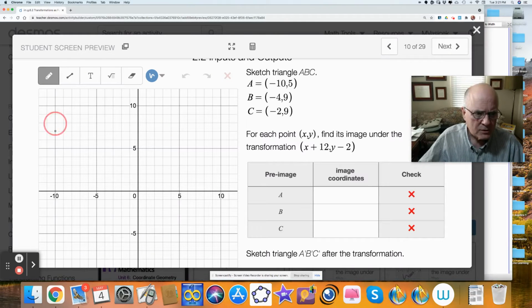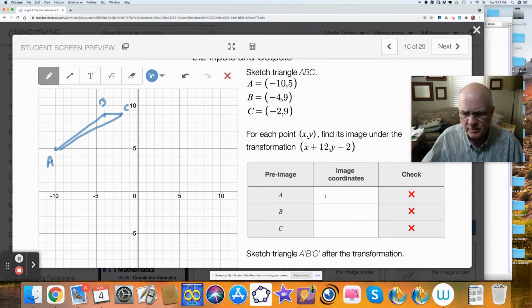Negative 10, 5. Negative 4, 9. 9 is right here. And negative 2, 9. So this gives me this triangle, and I could label it ABC. Now we're going to find A prime, B prime, C prime by applying this to it.